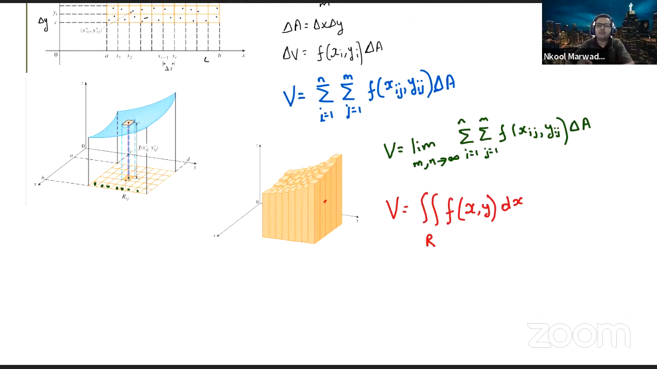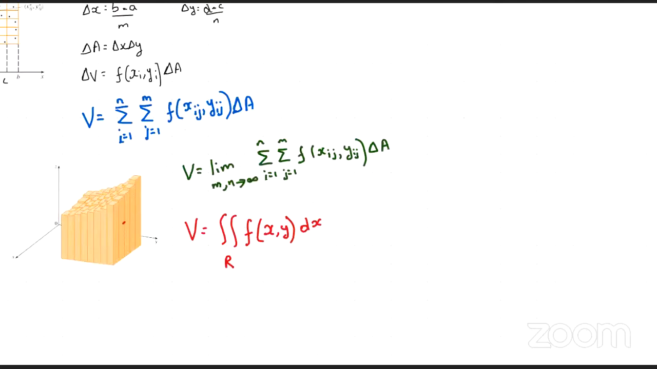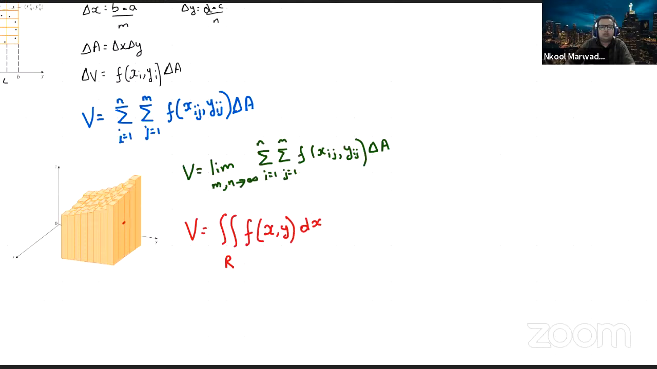So here, this sum which we have done, we call it the double Riemann sum. Now let us do one question.